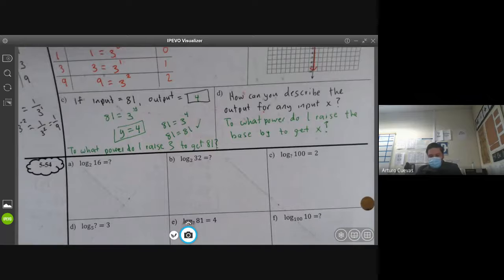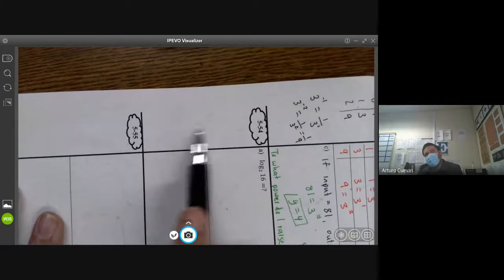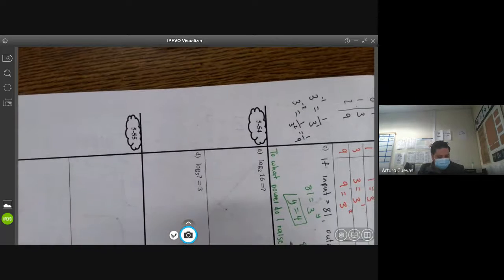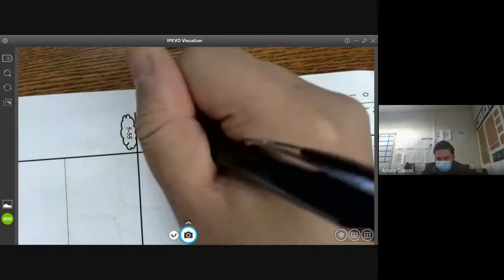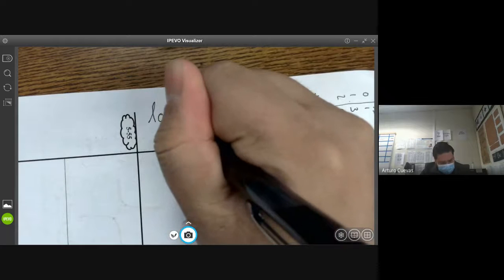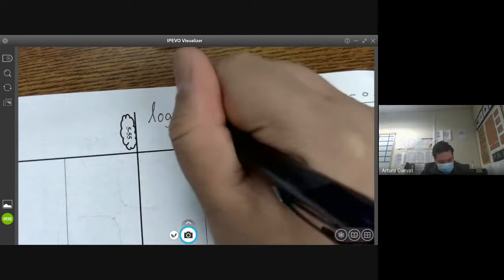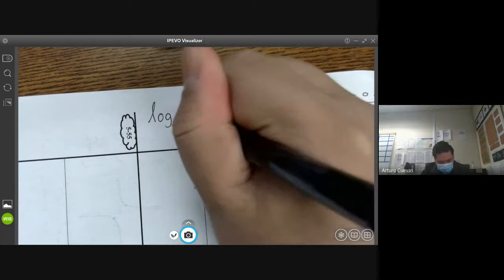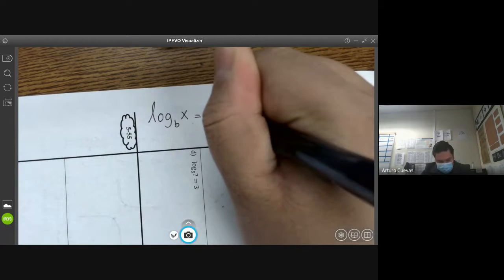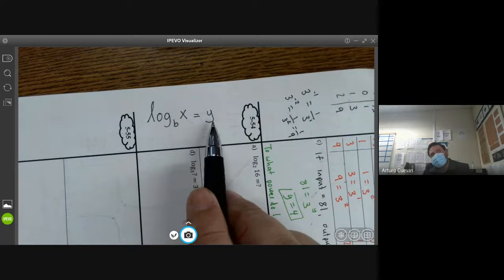Okay. So what I want you guys to do next is on this left margin, I'm gonna turn it sideways because I want to write something right here. Okay. When you have the log or the logarithm, you have a base, you have your answer, and you have the exponent. Okay. Log base b of x equals y.